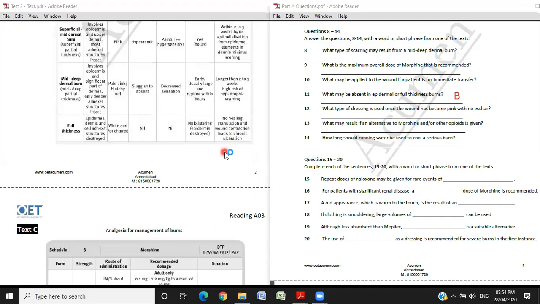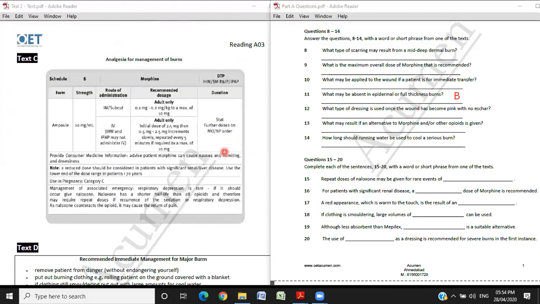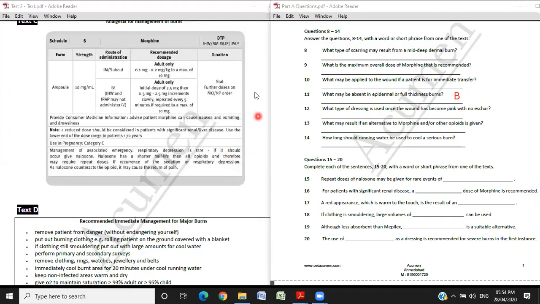Yeah. Now text C. So we can find the ninth from text C. We find the 13th from text C. And read antagonist, okay? Not alternative, but antagonist.